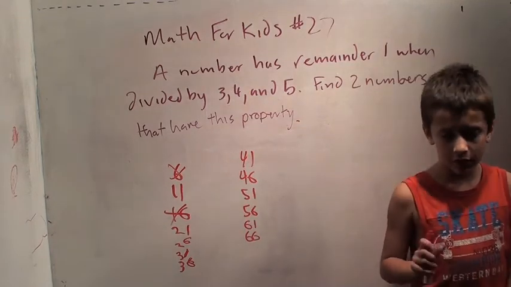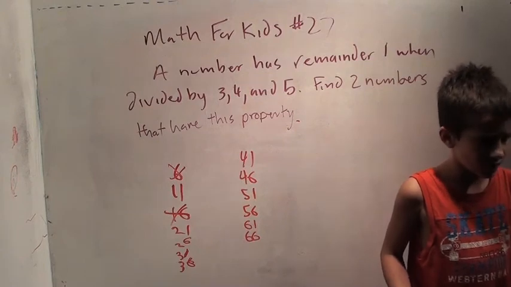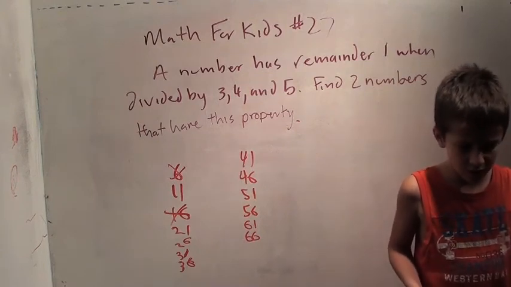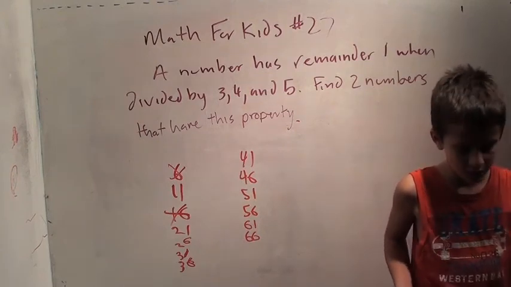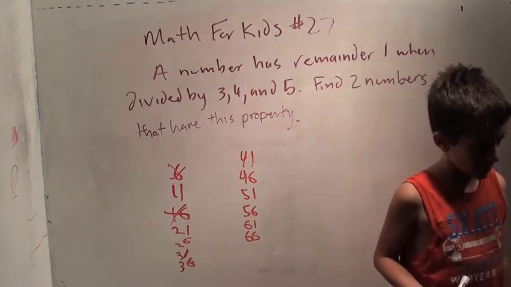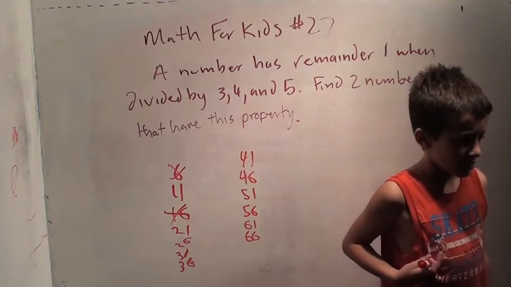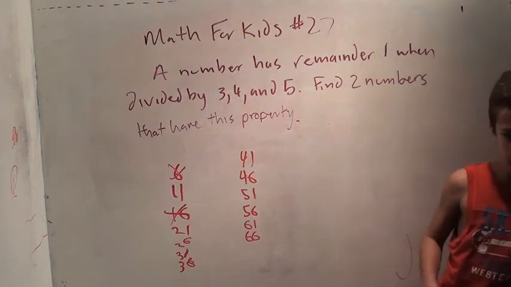You could get any even number for a remainder. Well, not any even number. Can you get 10 as a remainder? No, you can't. So what can you get as a remainder? You could get 2 as a remainder. Or 6. You can't get 4 as a remainder. Why? Because it would be a multiple of 4.